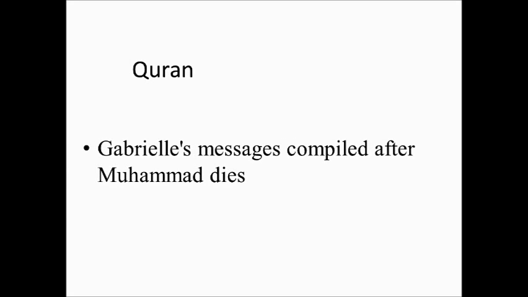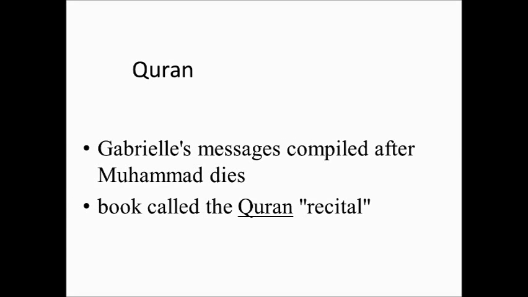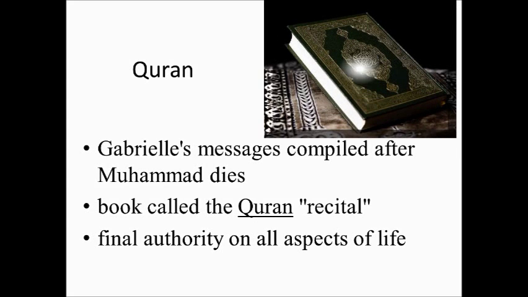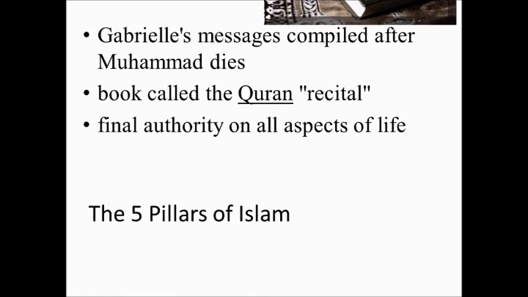Okay, so the Quran. Remember, that is a collection of Gabriel's messages, and it is the final authority on all aspects of Muslim life. Remember that Arabic, which it is written in, goes right to left. So the book looks like it's upside down, but it's not. That's the way the Quran is written because of it being written in Arabic.